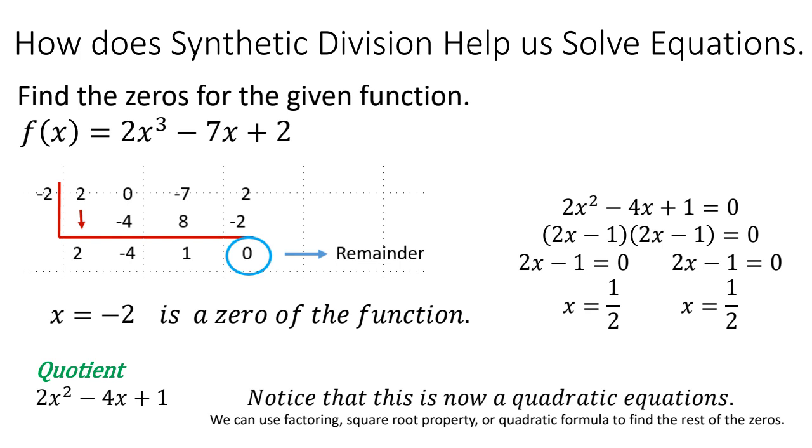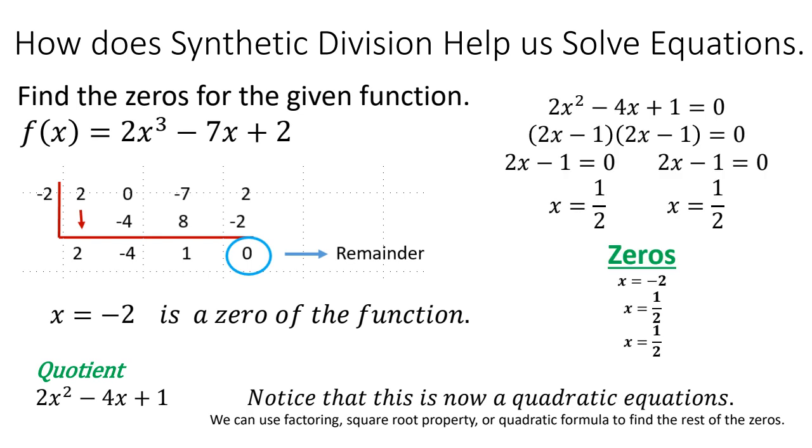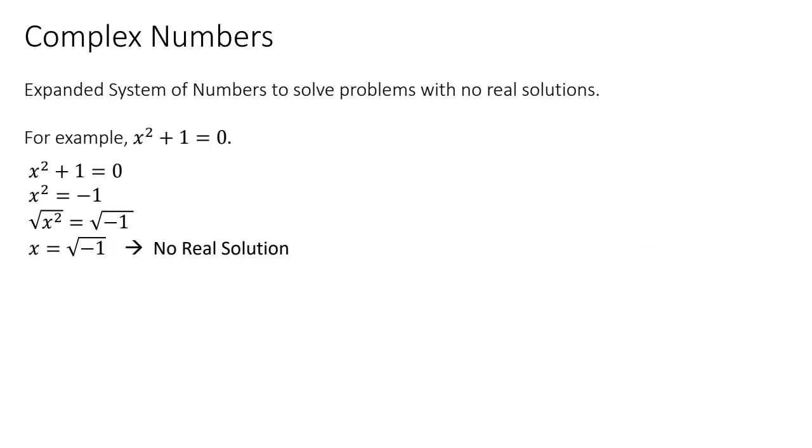So what do we know about this multiplicity? Since x equals 1/2 is twice, that means that my graph at this point is going to touch the axis. It doesn't cross it, just touches it. But now we have our 3 zeros just using synthetic division. Our 3 zeros would be negative 2 and a double 1/2. So this is how it helps us solve for our polynomials. I wrote my zeros here again. I have 3 zeros.